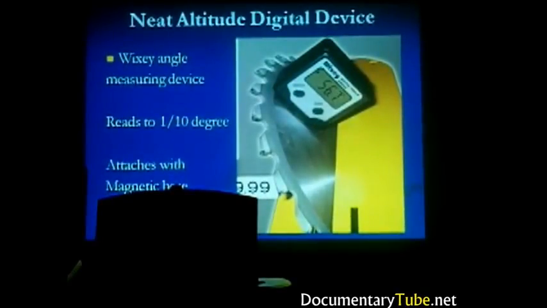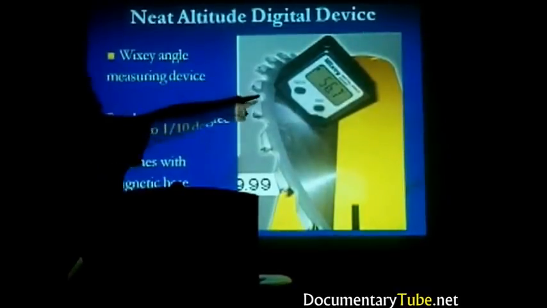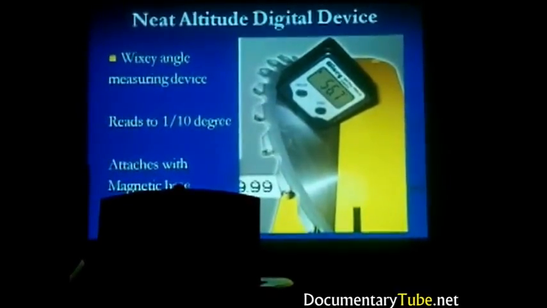Yes, sir? I'm sorry, what was the name again of this thing? It's called an inclinometer or a digital angle gauge. Like an inclinometer. See that one on the screen there, that Wixie? The Wixie? Yeah. You can look that up on Amazon and buy it. Yeah. You can buy that right off Amazon. Okay. That's the best way to do it.